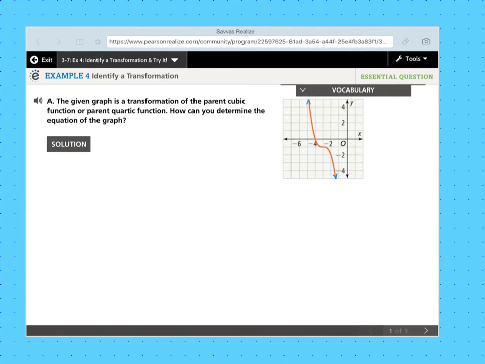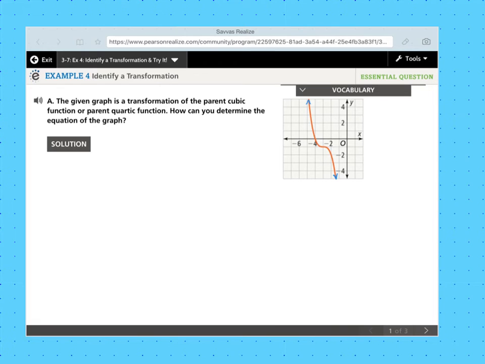But also, because it's flipped the other way around, it indicates that the end behavior is increasing as x is decreasing. So we know this leading coefficient is a negative number. So now I have y equals negative x cubed.